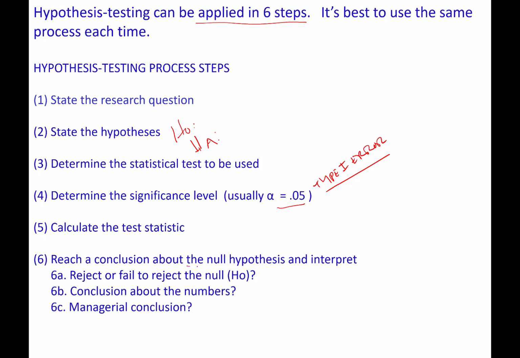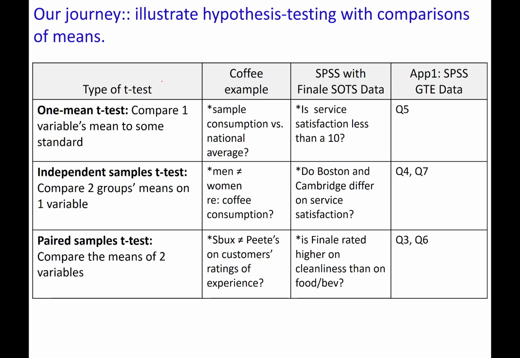And then come to a conclusion about the null hypothesis. And there's always 3 parts of this. Do you fail to reject or reject the null? What do the numbers tell you given that? And then what's the managerial conclusion? Because again, that's this research question up here, it has some managerial dimension to it. We're only doing these statistical tests for a particular reason.